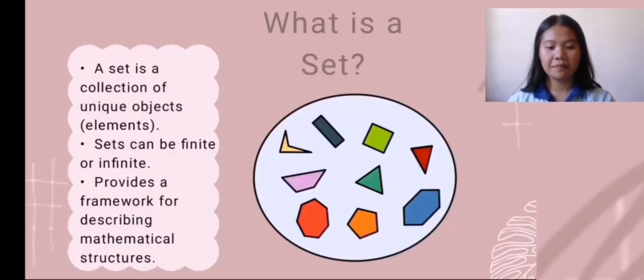Now let's start with the basics. What is a set? A set is simply a collection of unique objects which we call elements. For example, a set of numbers would look like 1, 2, 3. Sets can be finite, like the set of days in a week, or infinite, like the set of all whole numbers. Why is it important? Because sets provide a framework to describe and analyze mathematical structures, making them a fundamental concept in math.